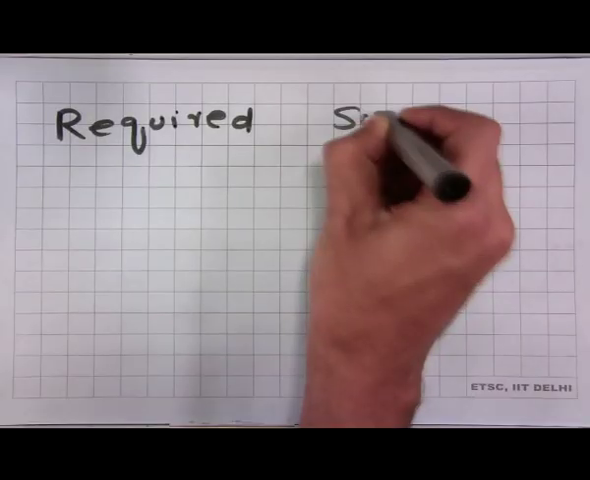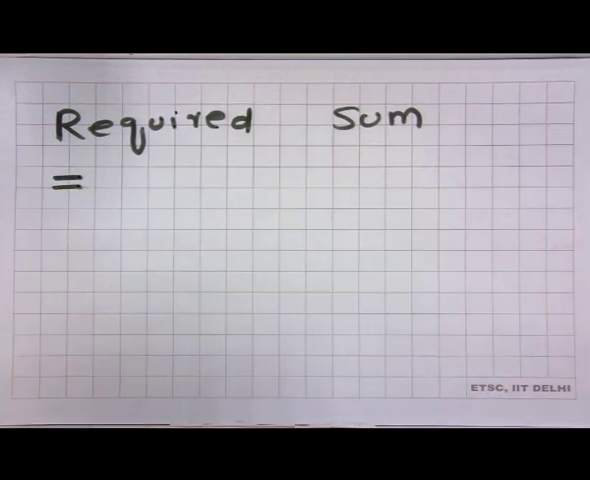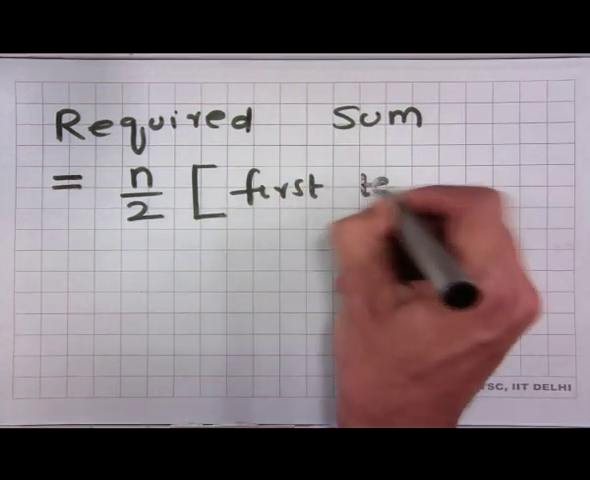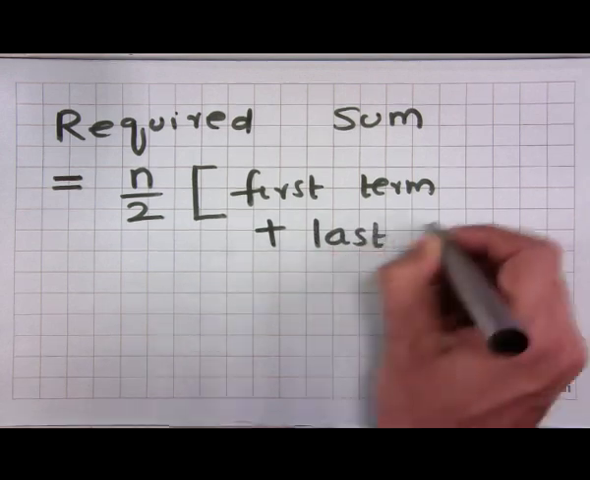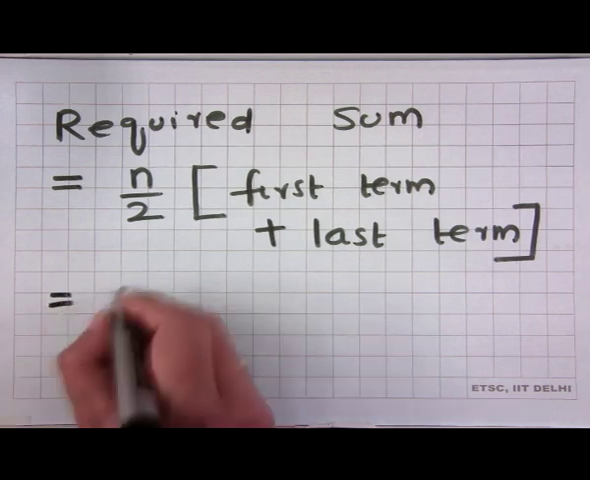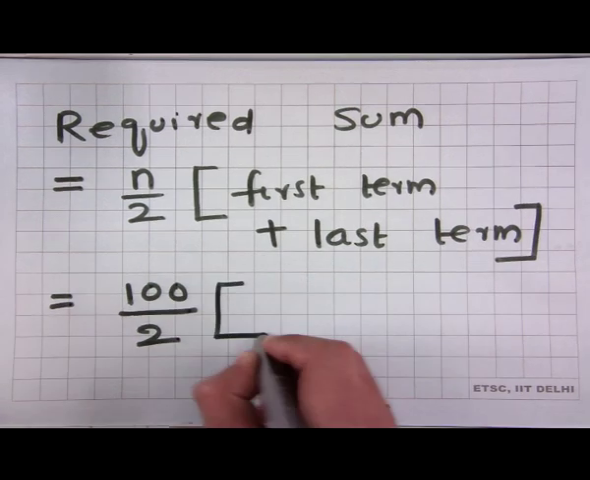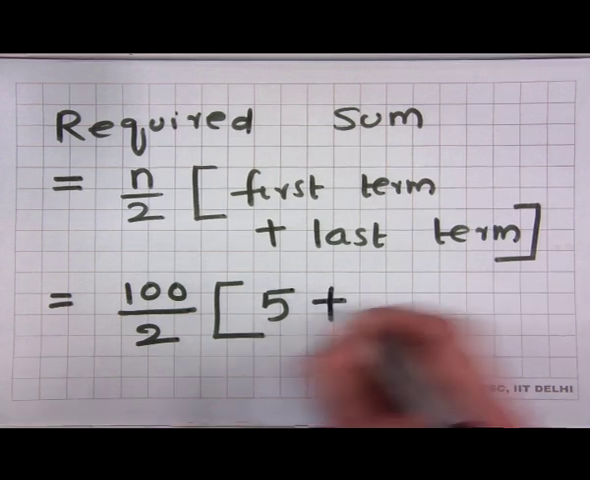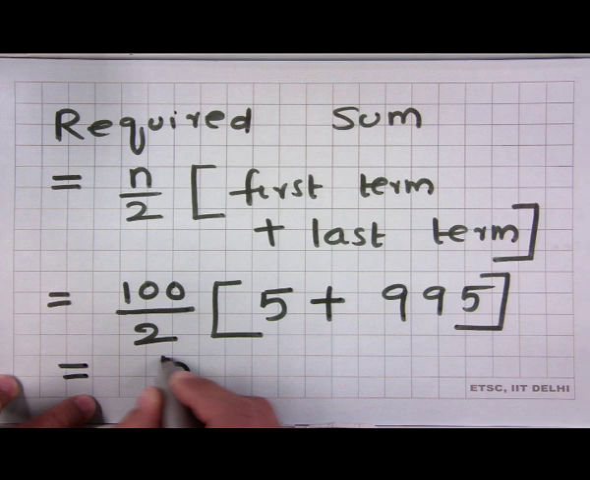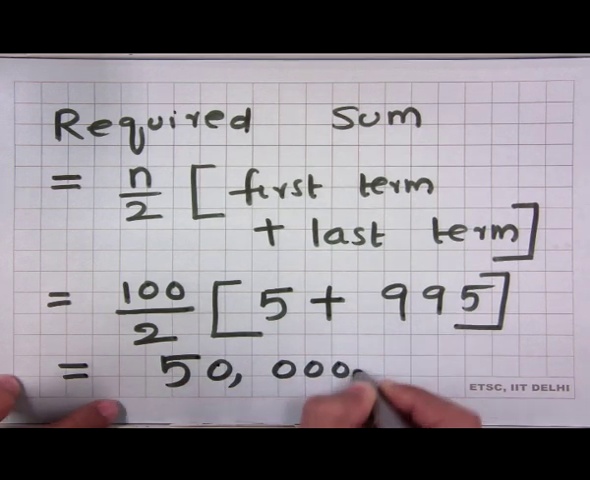Using this, the required sum, that is sum of first 100 terms of an AP with first term 5 and common difference 10, will be n by 2 into first term plus last term. We shall rely on this formula since the last term is known to us. This is 100 by 2 into first term 5 plus last term 995. With some simple calculation, one can get the answer to be 50,000.